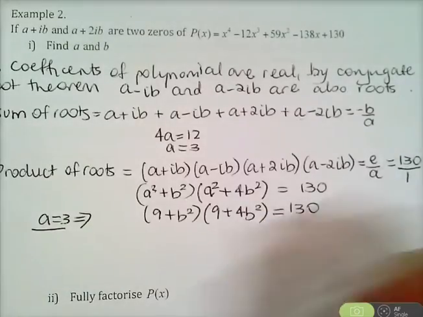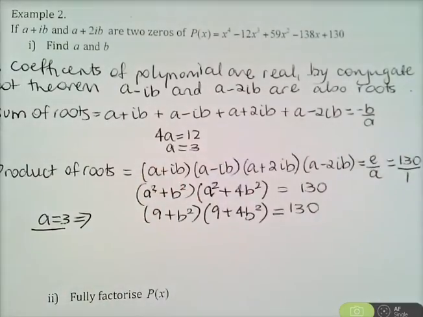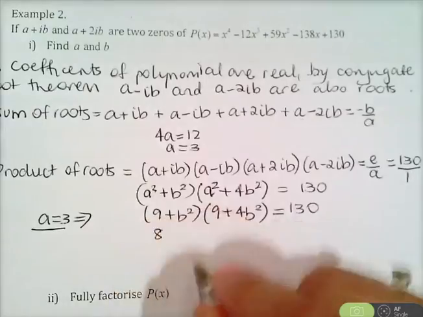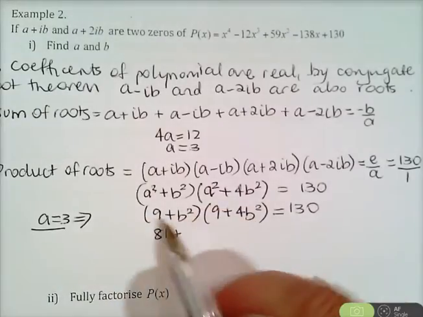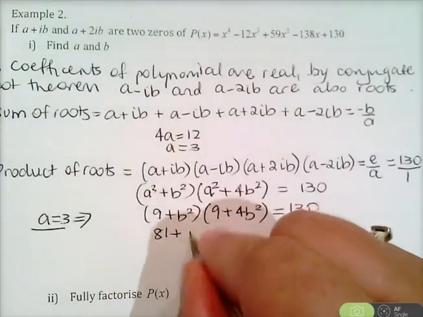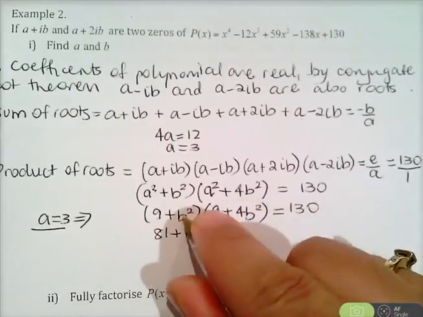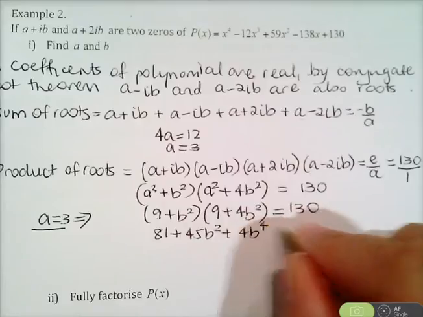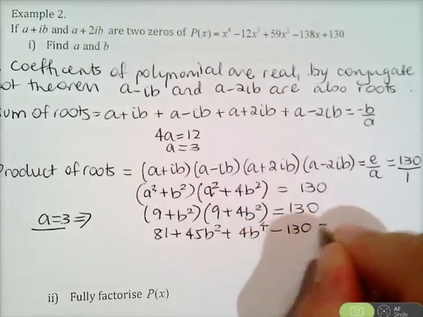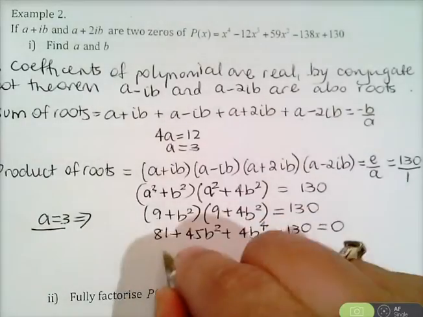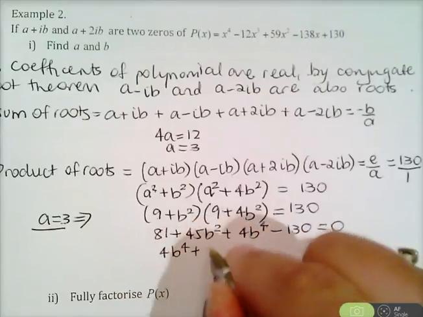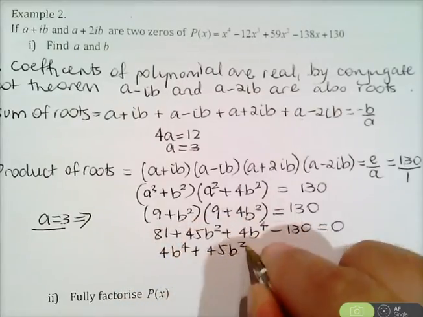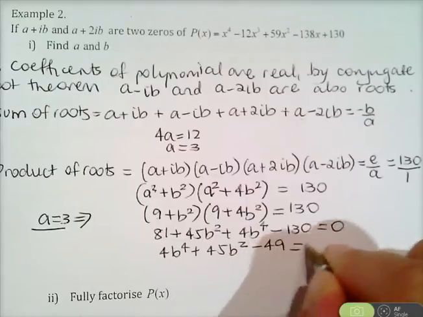Now we can expand that and take everything over to the left and refactorize. So we've got 81 plus 36b squared plus 9b squared, which is 45b squared, plus 4b to the power of 4, minus 130 equals 0. So we've got 4b to the power of 4 plus 45b squared minus 49 equals 0.